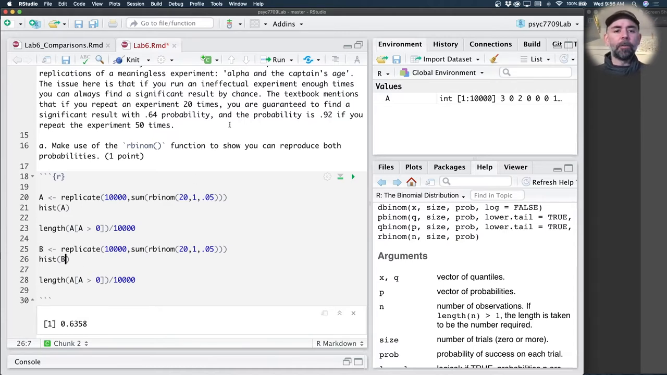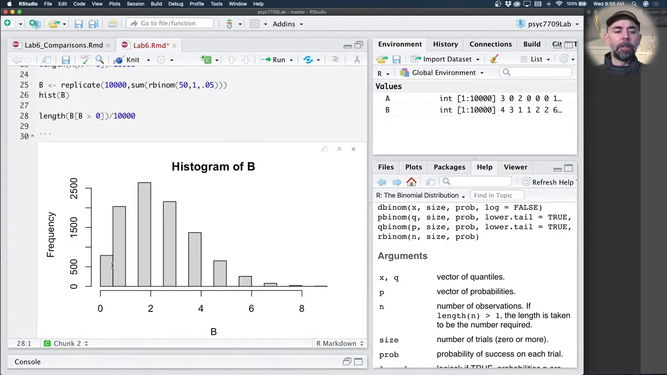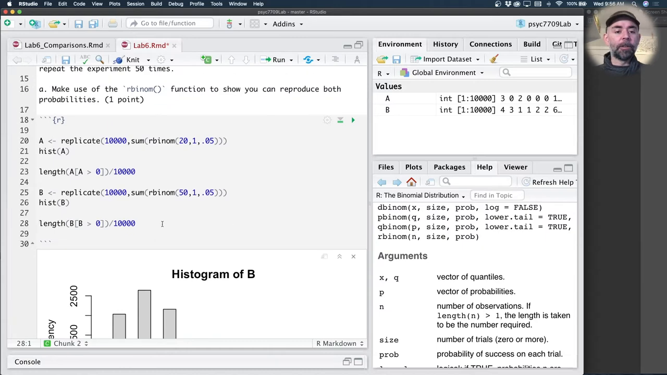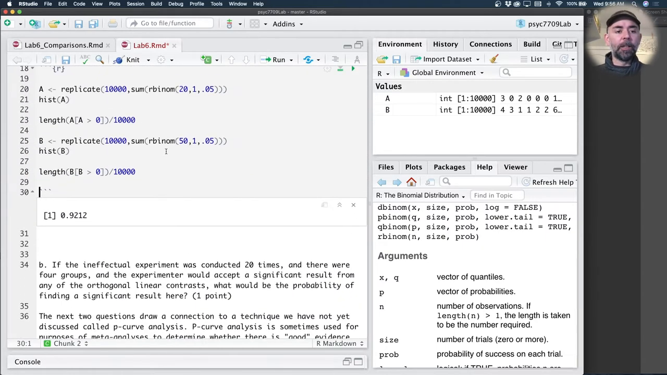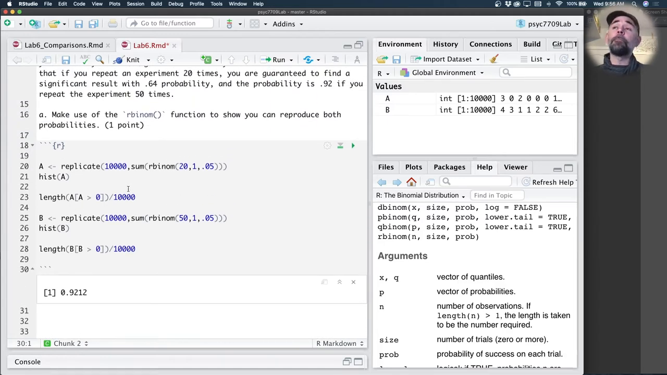And here, what happens if you repeat the experiment 50 times? Well, let's just do that. Put a 50 there and see what happens. You can see there's way more times when out of the 50, you'd get a significant result. You'd make a type 1 error. And if we just run this, we get 92%. So we're able to use the R binom function here to reproduce these probabilities from the textbook.